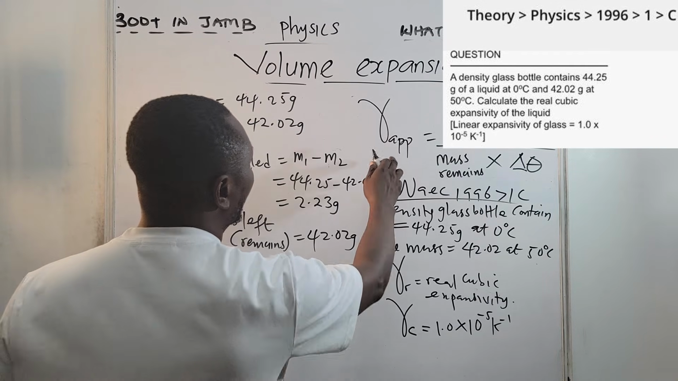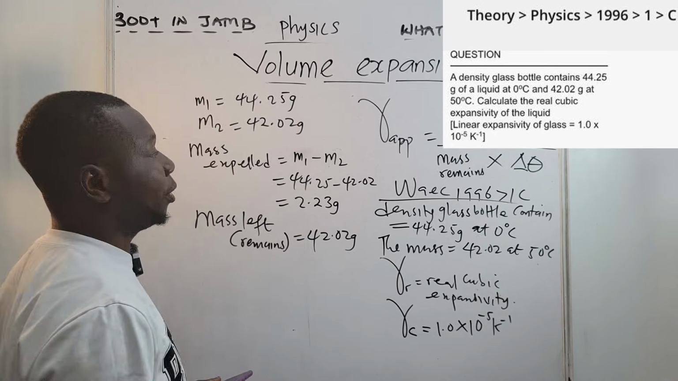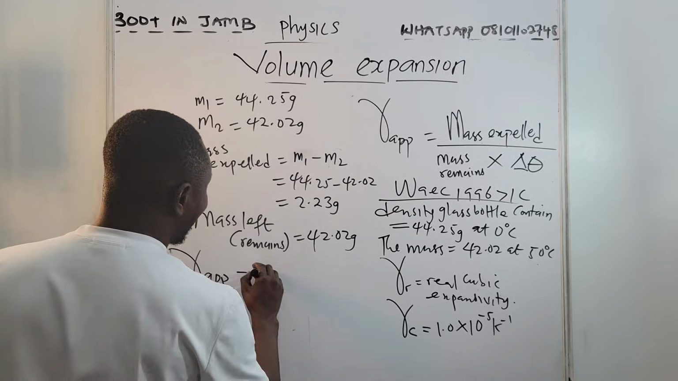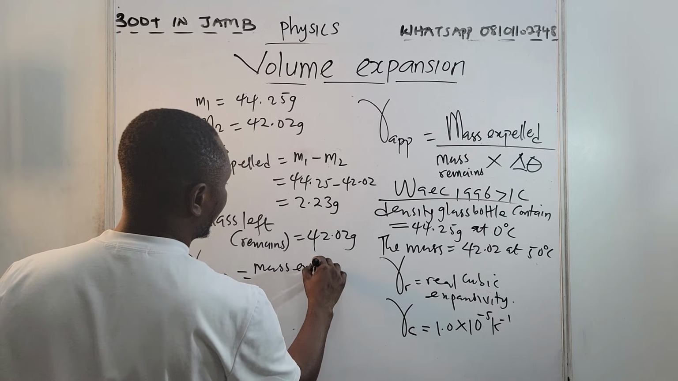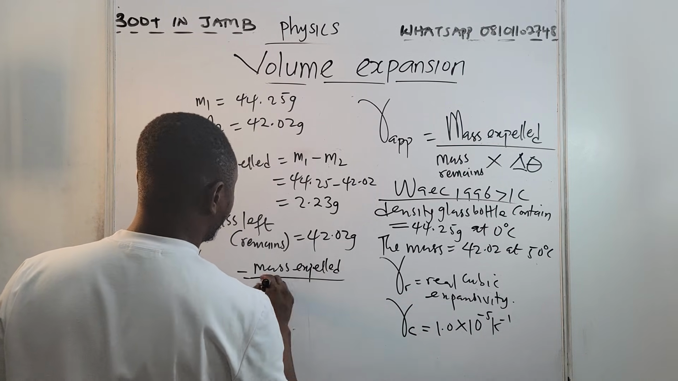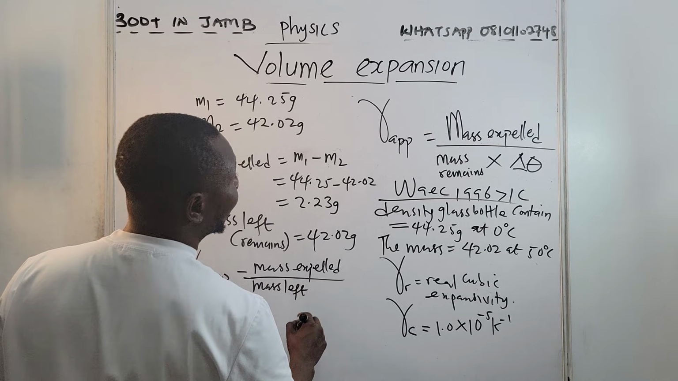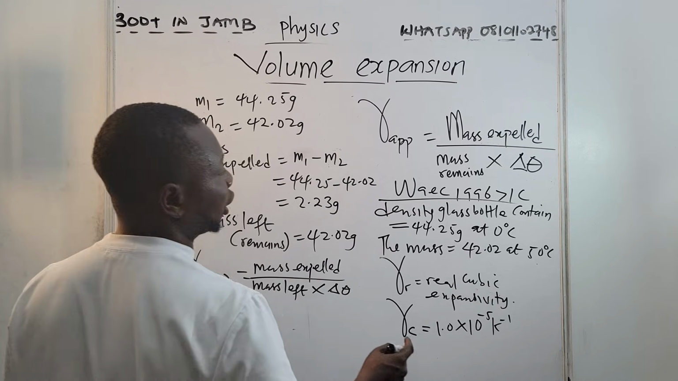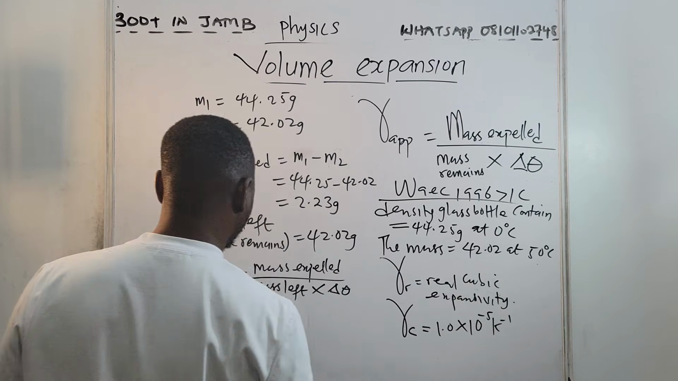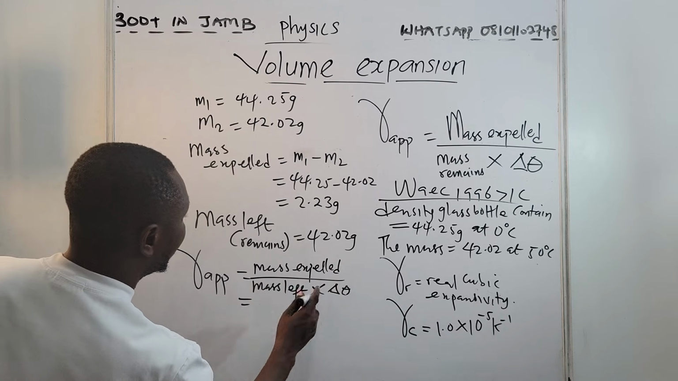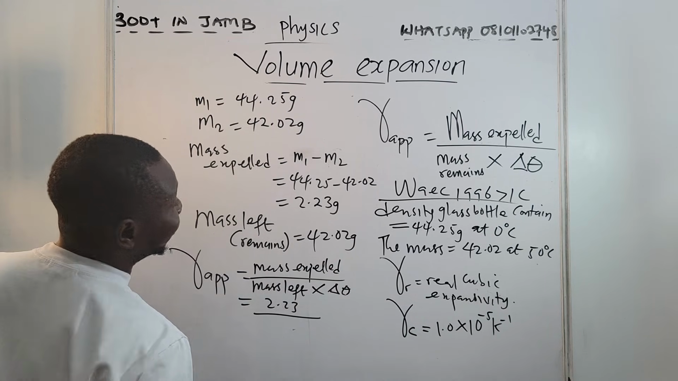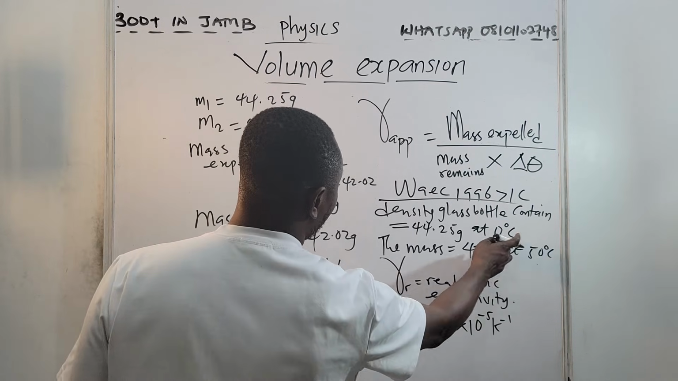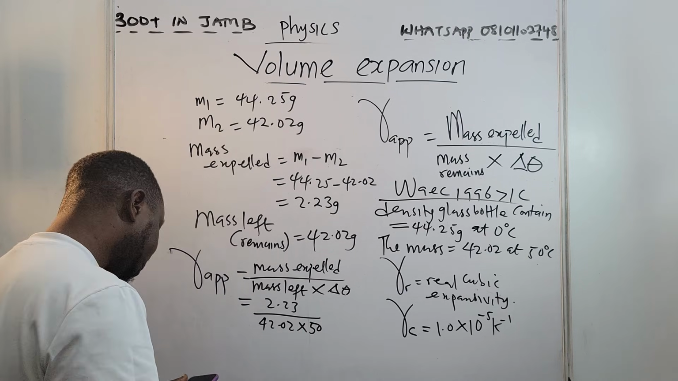Now we can look for our apparent cubic expansivity. The apparent cubic expansivity is equal to the mass expelled over the mass left times the change in theta. What's the change in theta? From 0 to 50 degrees. So the mass expelled is 2.23, the mass left is 42.02, then the change in theta is 50 minus 0, so we have 50.